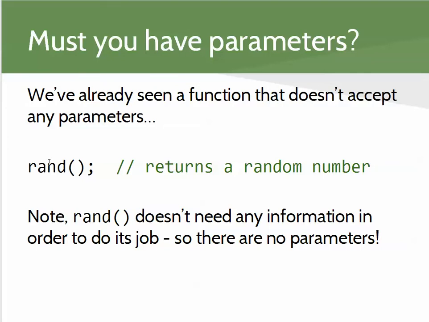So the function declaration for random would probably be int random, but then empty parentheses. The random number generator has all the information within it that it needs to be able to do the job that it's being asked to do. It contains that random sequence, and it can return it back. So there are no parameters whatsoever.